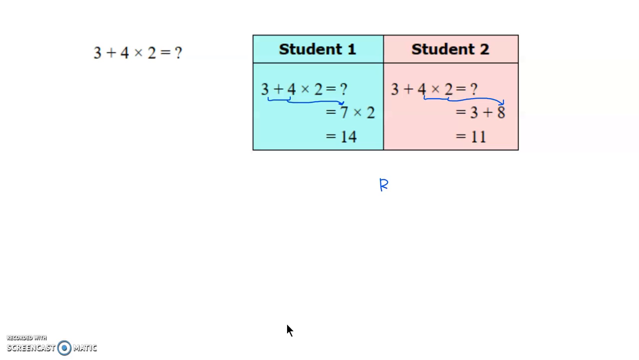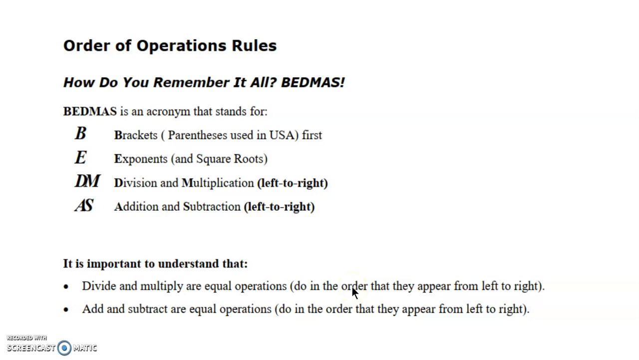Well, BEDMAS will tell us who's right. In our BEDMAS acronym, it lets us know that multiplication comes before addition. So student 2 solved correctly because they multiplied 4 times 2 first, and then added. So 11 is the correct result. So just to remember that BEDMAS is a memory tool.